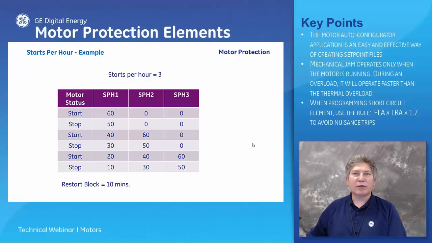If the motor stopped after 10 minutes, the first starts per hour counter would then display 30 minutes, the second starts per hour would display 50 minutes. If we wait another 10 minutes and start the motor, the third starts per hour counter would now display 60 minutes, the second starts per hour counter would display 40 minutes, and the first starts per hour counter would display 20 minutes. If the motor were to run for another 10 minutes and then be stopped, a start block would occur for 10 minutes until the starts per hour counter reaches 0 minutes. Then the start block would be removed once the counter went to zero.